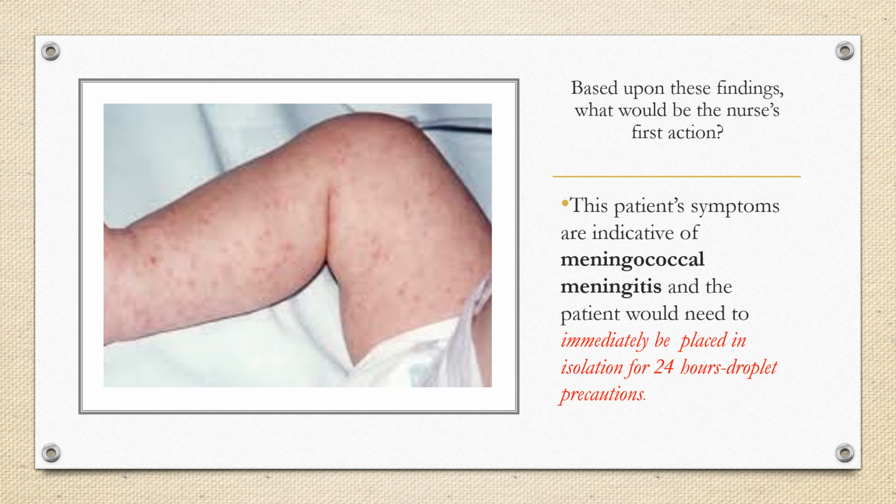So based upon these findings, what would the nurse's first action be? We're going to have to immediately place him in isolation for meningococcal meningitis. So immediately be placed in isolation for 24 hours, droplet precautions.